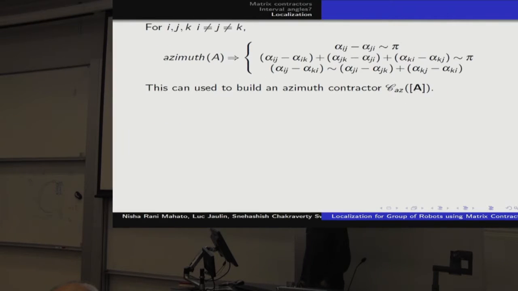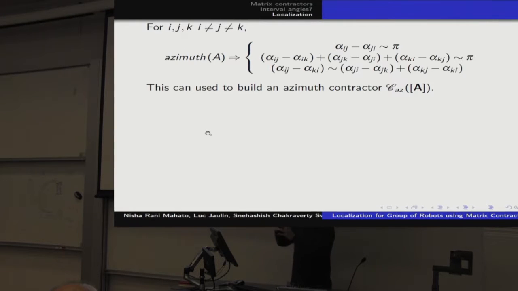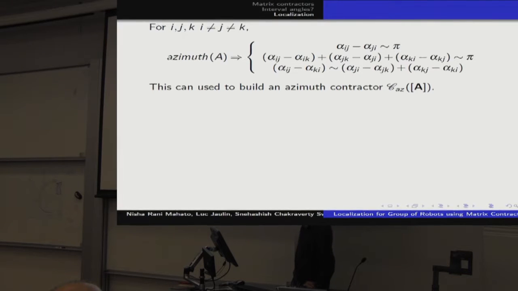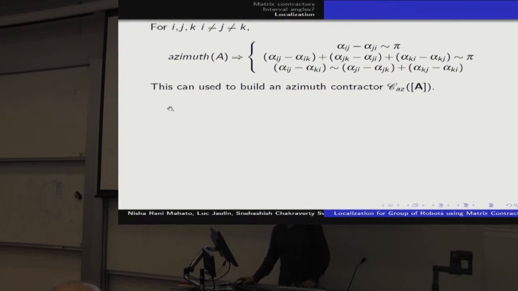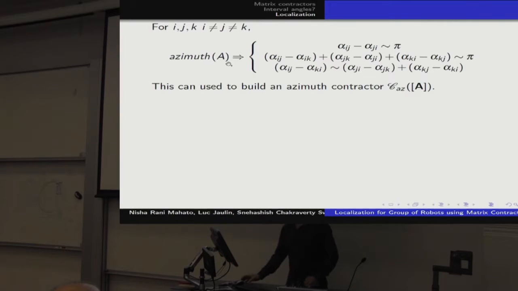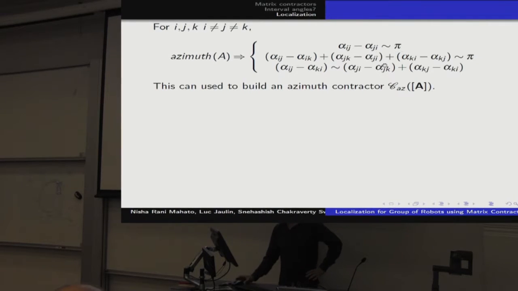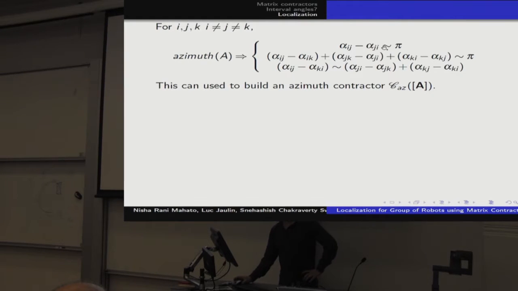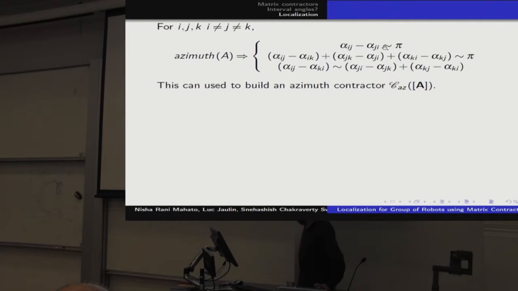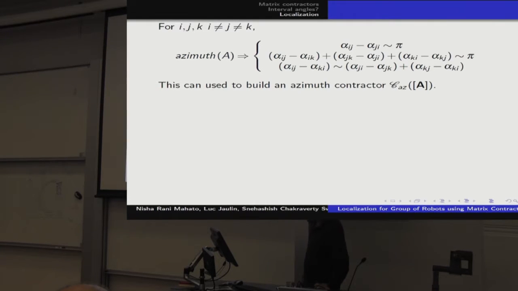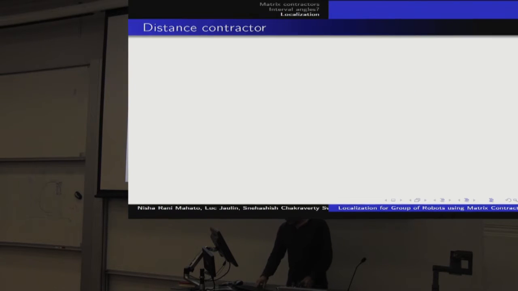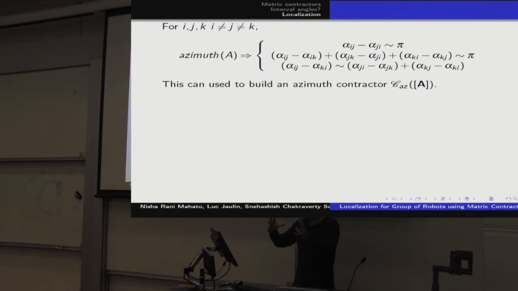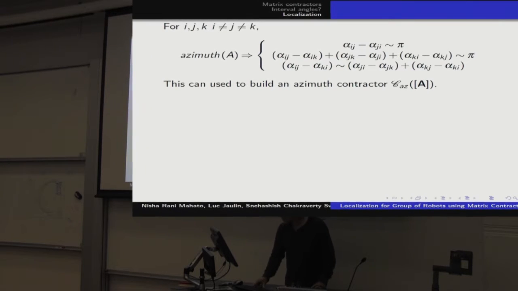So we take some classical relations on triangles. I will not explain them now, but it is not so difficult to explain from a picture. And we have, if A is an azimuth matrix, then we can show, using triangle representation, that we have this kind of relation, where it means equal modulo pi. From this, we are able to build an azimuth contractor in order to have a better approximation of the geometry of the robots.